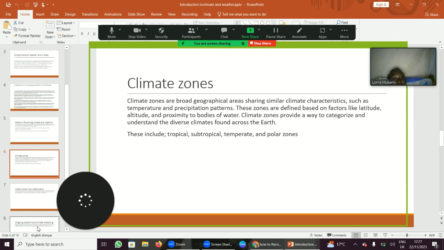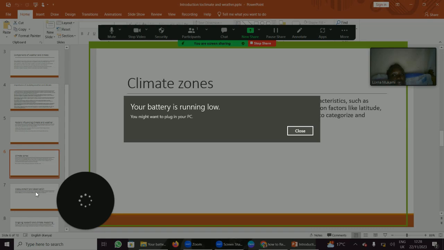Climate zones are broad geographical areas sharing similar climate characteristics such as temperature and precipitation patterns. These zones are defined by factors like altitude, latitude, and proximity to water. They are the tropical, subtropical, temperate, and polar zones.